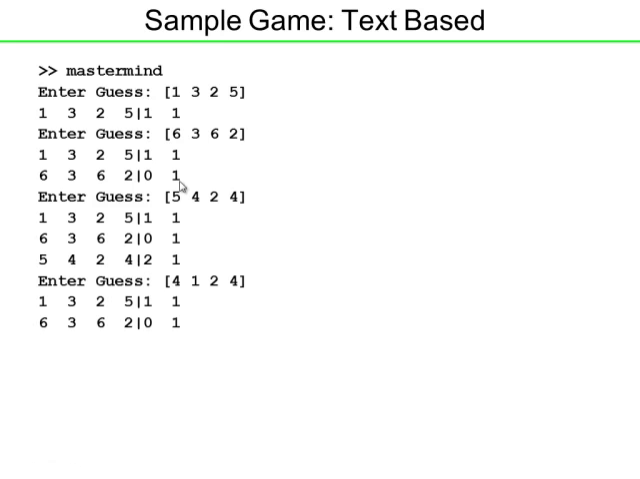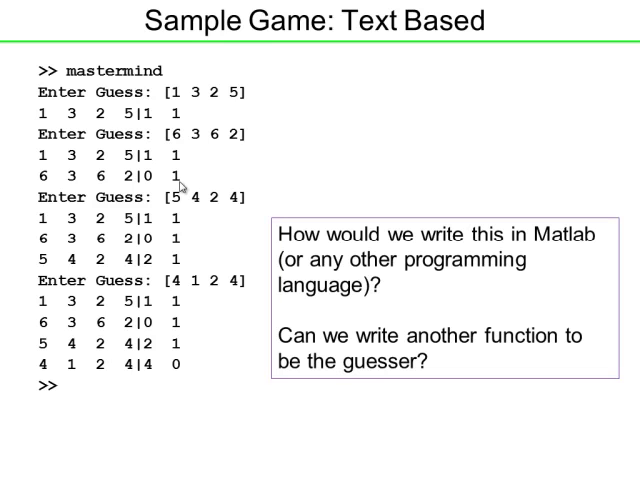And finally, on the 4th guess, I believe we get it. It's correct. And the game is over. So that would be a text-based version of the game, and we'd like to write that for your homework. How would we do this in Matlab or any other programming language? And can we also write another function to be the guesser? So can you, player B, replace your intelligence with a smart program that does the guesses automatically?